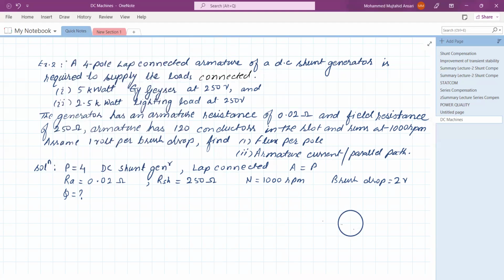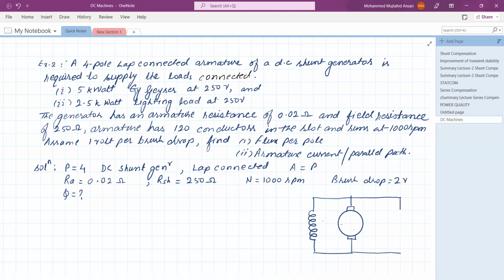First, we will draw the DC shunt generator. These are the brushes. Shunt generator. So the field winding is connected in parallel. This is the shunt field winding. And here is the load. Load is always connected in parallel.